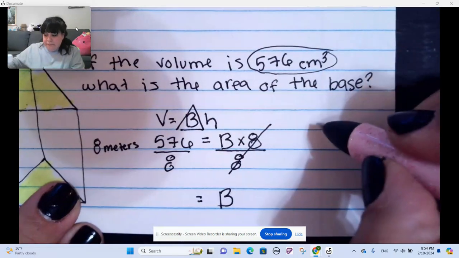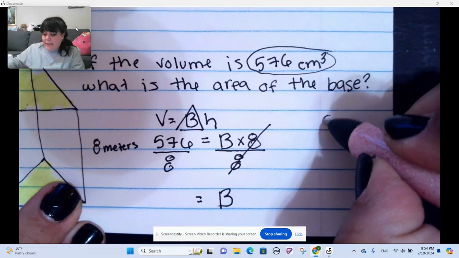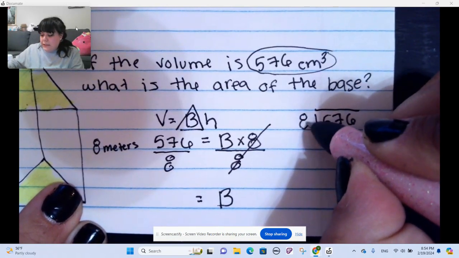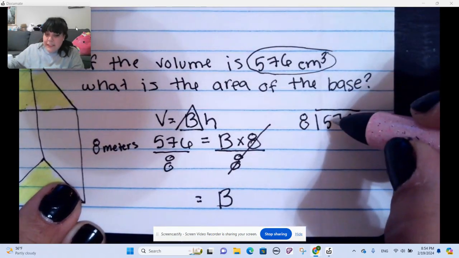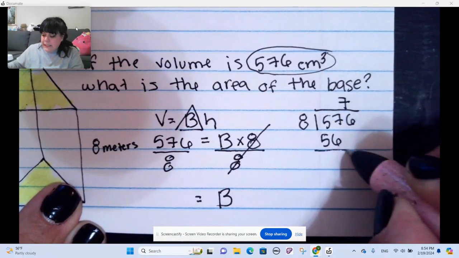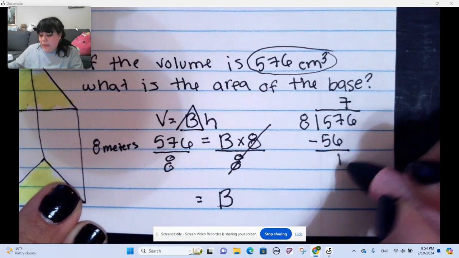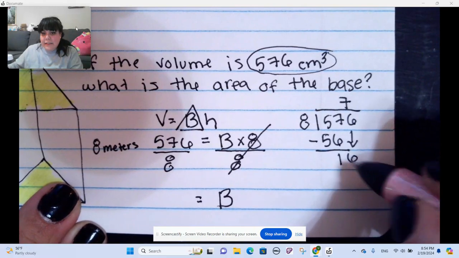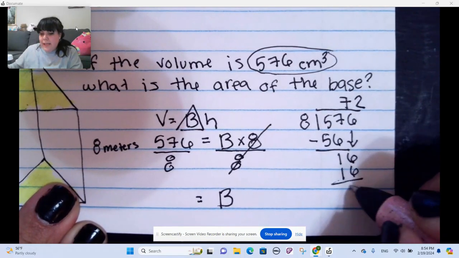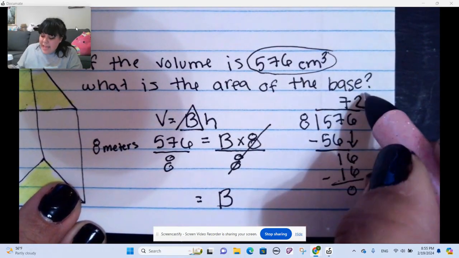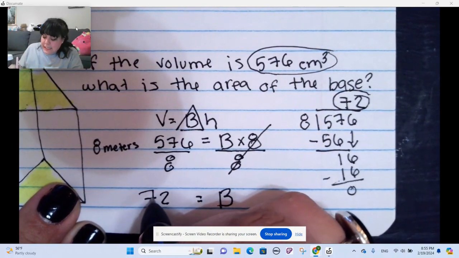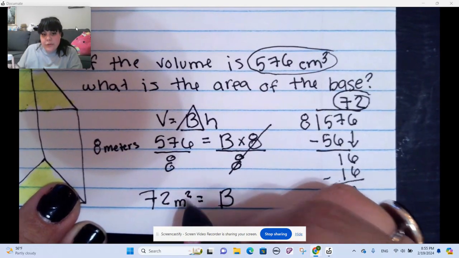Now I have to divide 576 by 8. So I'm going to do it over here on the side. Let's see if I have enough room. 576 divided by 8. Well, I know that 8 goes into 57 7 times. And that'll give me 56. I subtract and I get 1. Bring down my 6. I know 8 goes into 16 2 times, which gives me an even 0. Okay, so that means that the area of my base is 72 meters squared.